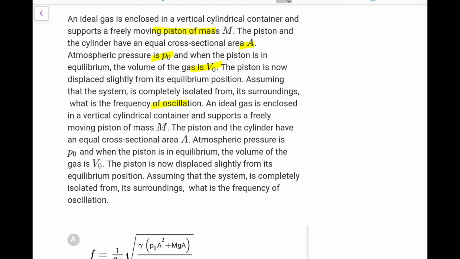They have typed it 2 times, okay, no issues. So atmospheric pressure, the piston is now displaced slightly from equilibrium position. Assume the system is completely isolated. That means there would be no heat exchange with the surroundings. So we can directly say this is going to be an adiabatic process.